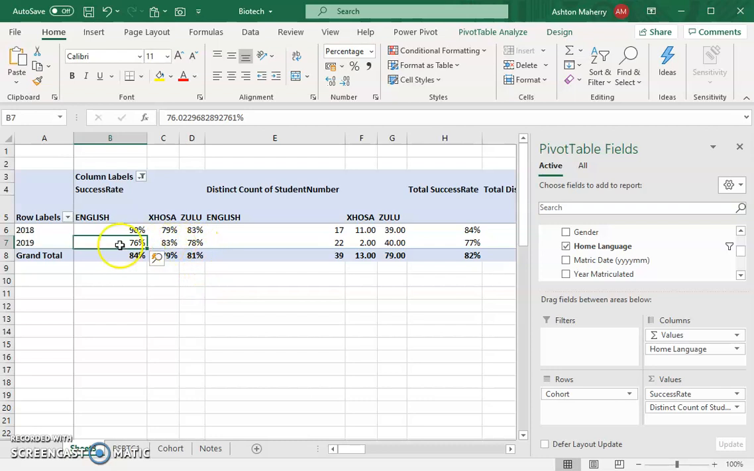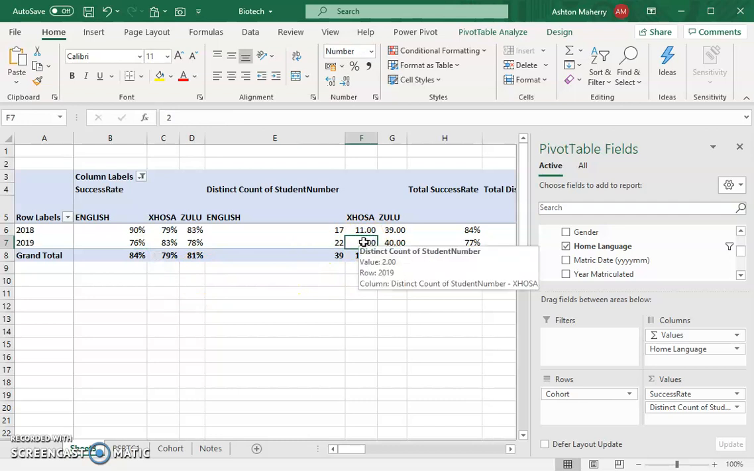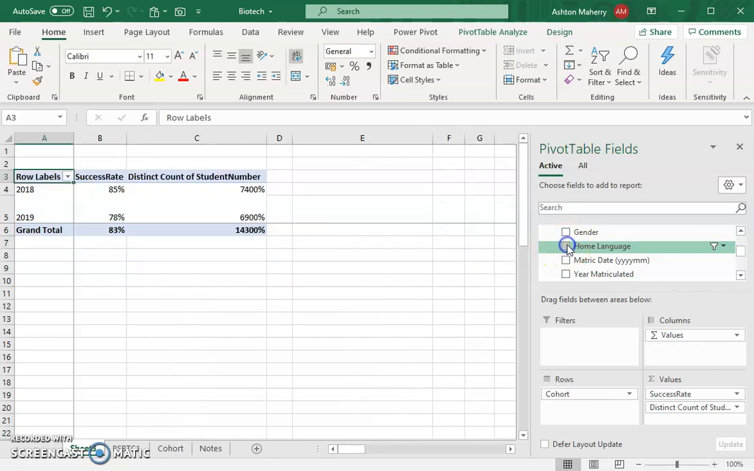You can see suddenly English has dropped quite a bit, isiZulu has dropped, and isiXhosa has improved in terms of the success rates. But you can see over here, out of the 2019 cohort, only 2 students have isiXhosa as their home language. So what can you say and infer about language of instruction within your program? Does that have an impact on success rates?